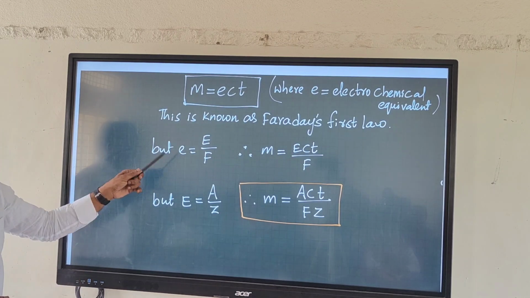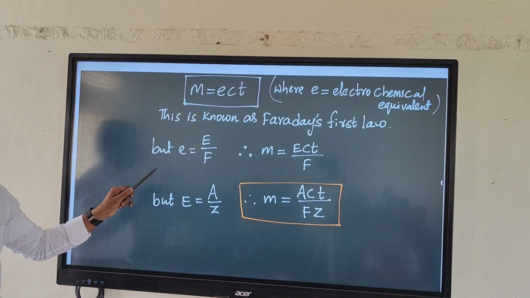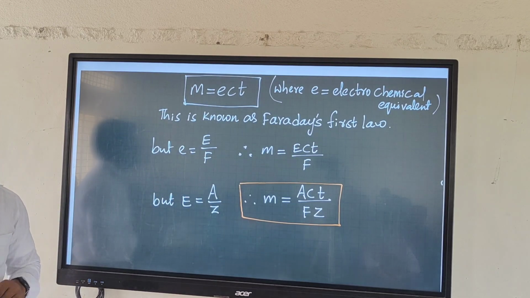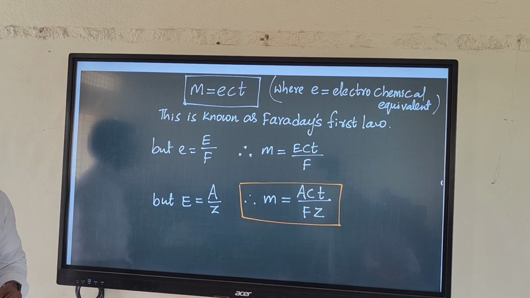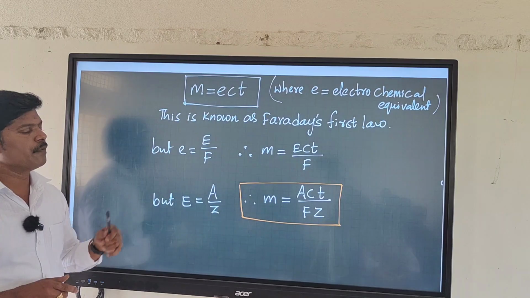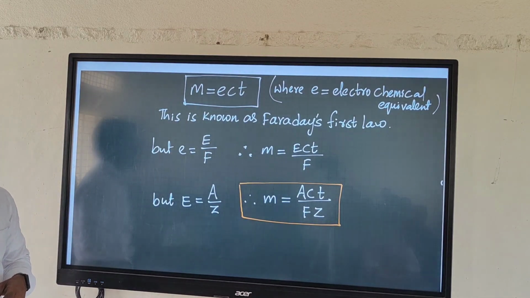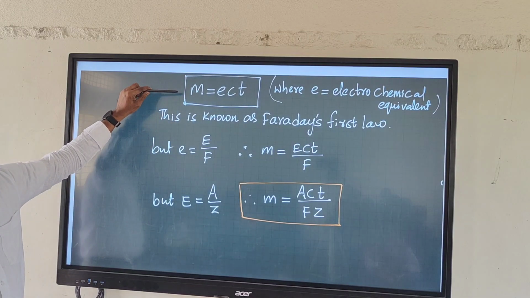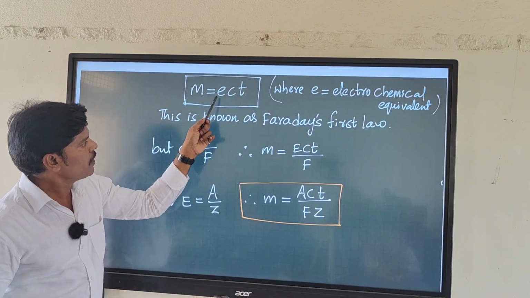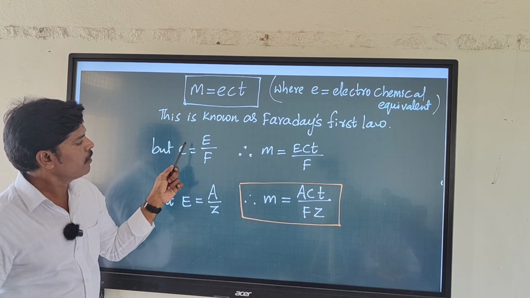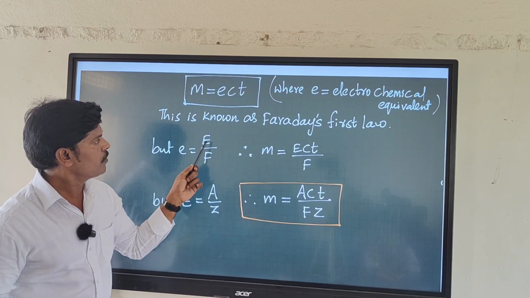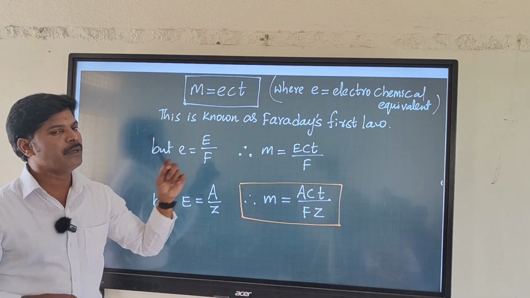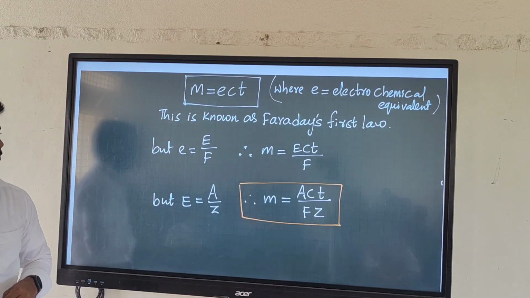But e, the electrochemical equivalent, is equal to capital E by F. Capital E is the chemical equivalent or equivalent weight, divided by F, the Faraday constant or Faraday. So if you substitute the e value in the above equation, we get M is equal to, in the place of small e, we substitute E by F. So M is equal to ECt by capital F. It is another form of Faraday's first law.